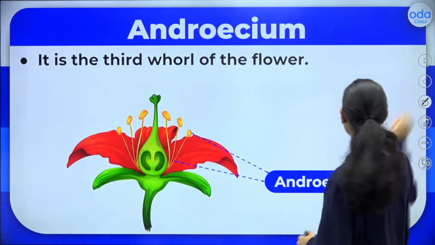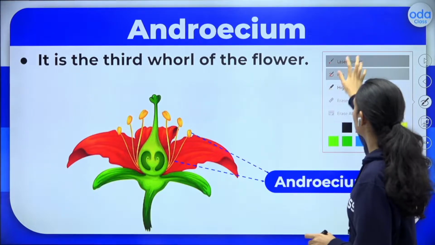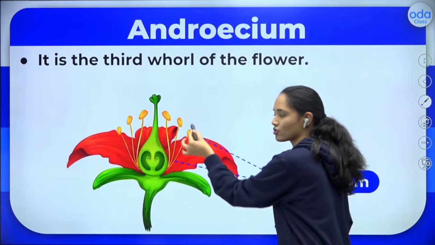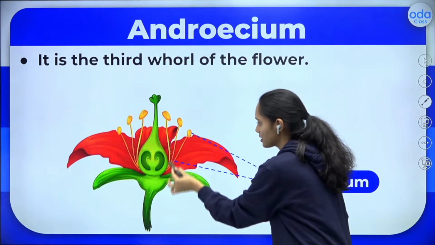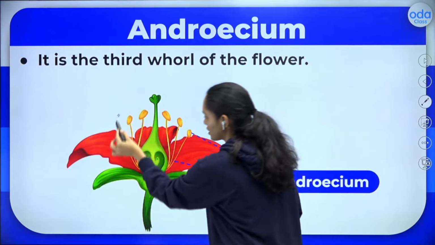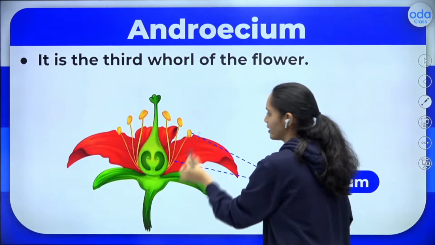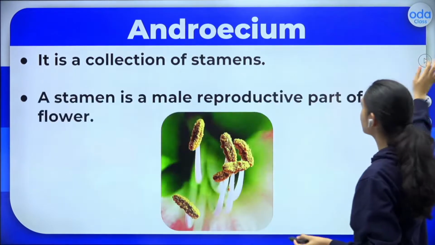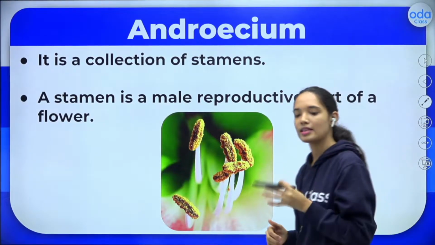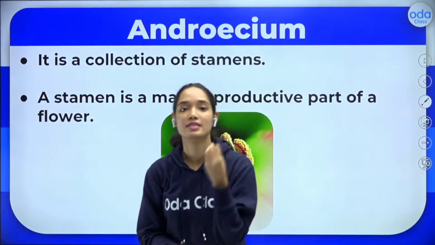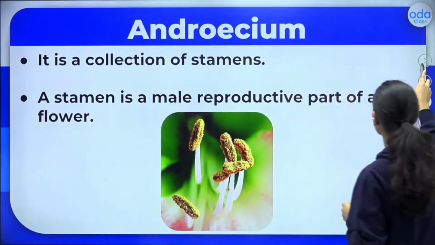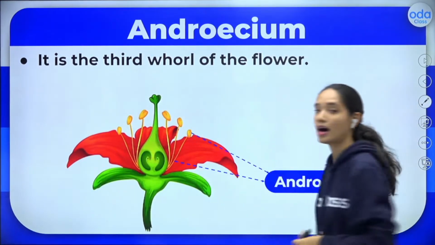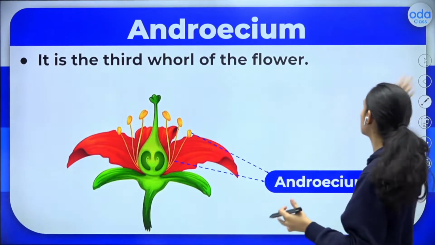I hope you can see these yellow color structures, right? These yellow structures present on a flower are nothing but androecium. My dear students, this androecium is a collection of stamens. So basically these structures are stamens.